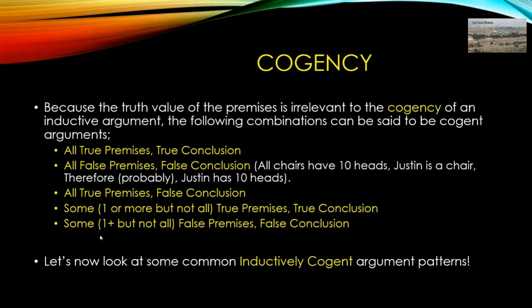And finally, you can have any combination, right? Some premises are true, others false, and you have a true conclusion, or another mixture. Some premises are true, others false, and you have a false conclusion. All of these combinations, you can still have a cogent argument. So the truth or falsity of the premises and conclusion in reality is totally irrelevant to the question of cogency or non-cogency for an argument.